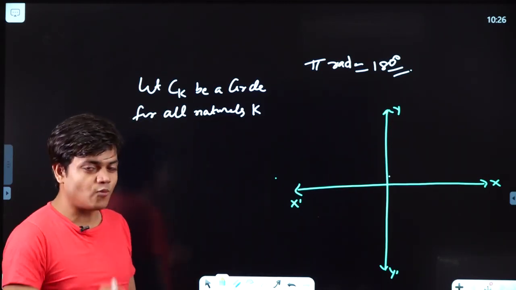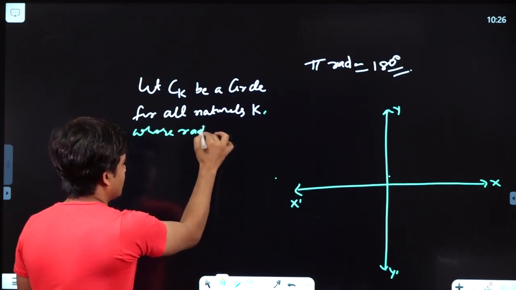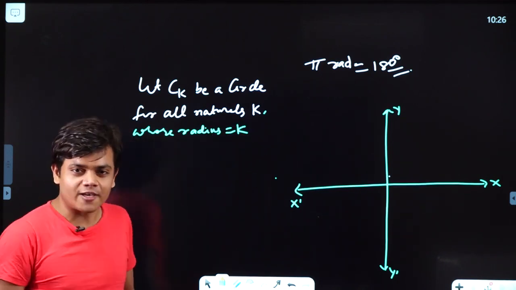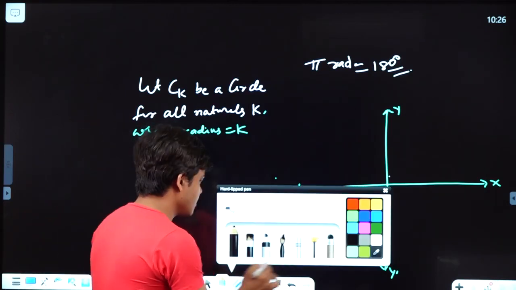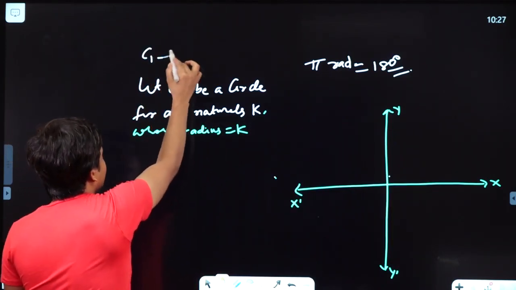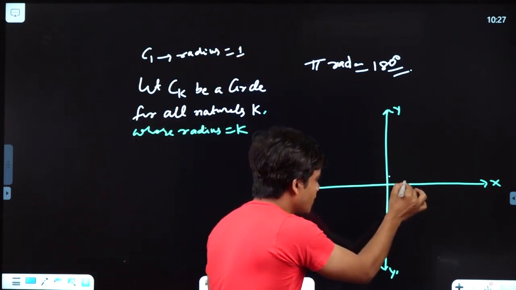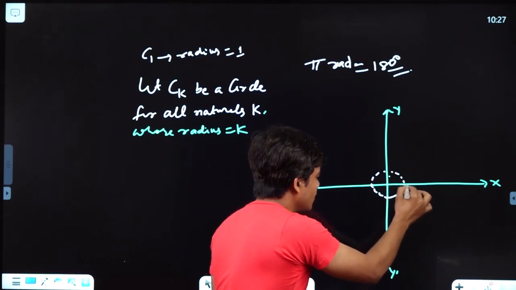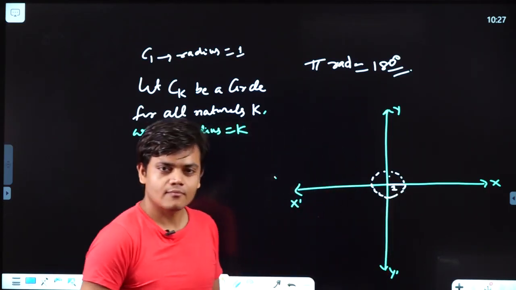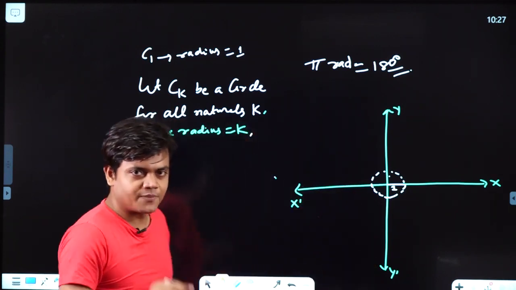so natural starts from 1, whose radius is equal to K. All right, that means if we are going to draw a circle C1, then its radius will be 1. So let's draw C1. This is your C1, and its radius is certainly 1.